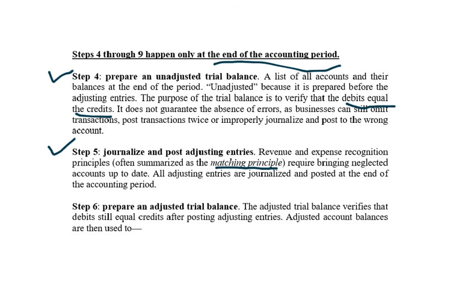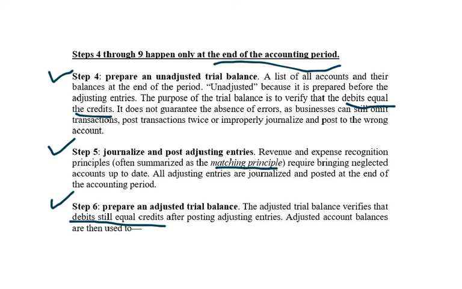And of course, that matching culminates in the income statement, so those 2 elements should sound very familiar to you, even if you've just seen the first stretch of videos and gone through the financial statements. So what are we doing here? We're bringing all of our accounts up to date. And again, they're going to be journalized and posted at the end of the accounting period. So once you've done that, step 6 is to prepare an adjusted trial balance. Now we're once again verifying that debits still equal credits after posting adjusting entries.